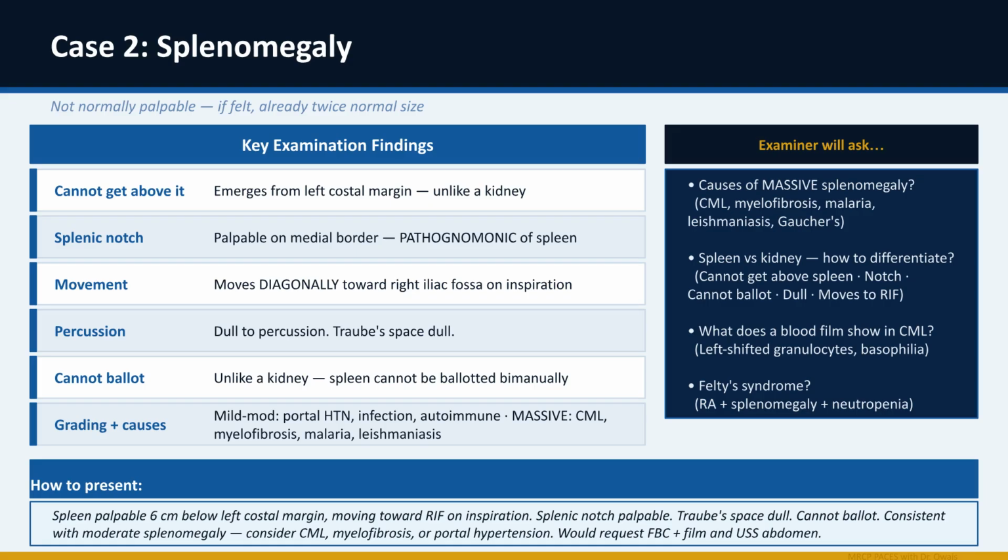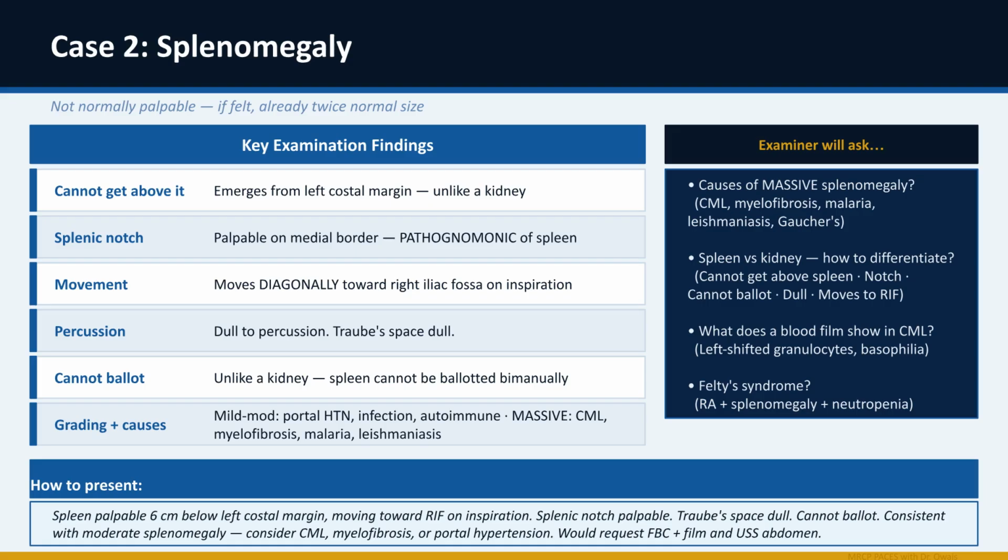Mild, palpable 1 to 4 centimeters below the costal margin. Moderate, 4 to 8 centimeters. Massive, more than 8 centimeters, extends past the umbilicus, or toward the right iliac fossa. Causes by size: mild to moderate, portal hypertension, cirrhosis, portal vein thrombosis.